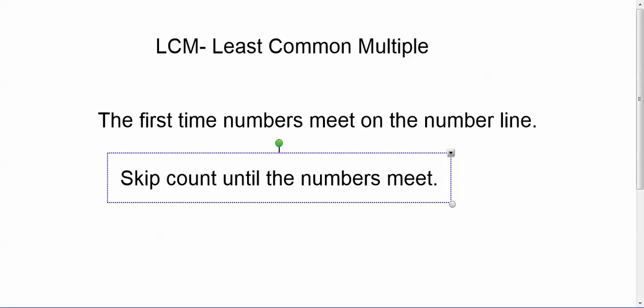There's lots of different ways that these questions are worded, but essentially you're skip counting by a number until the numbers meet, okay? And it's the first time you're looking for, the least common multiple, so the lowest value multiple, so that's the first time they meet.